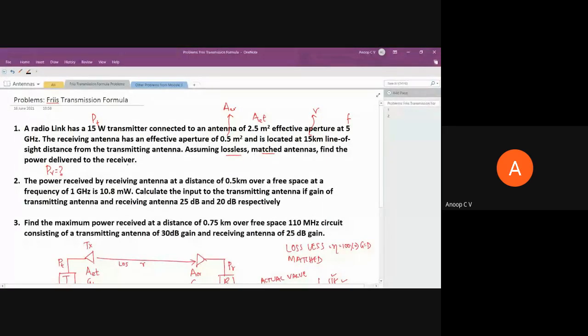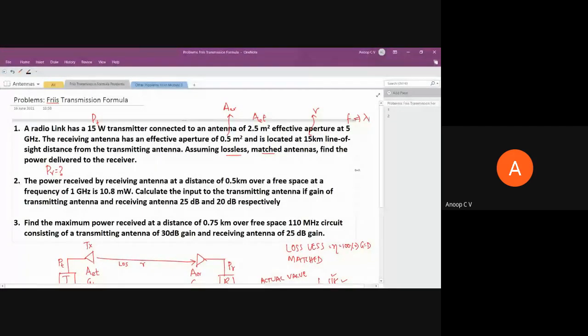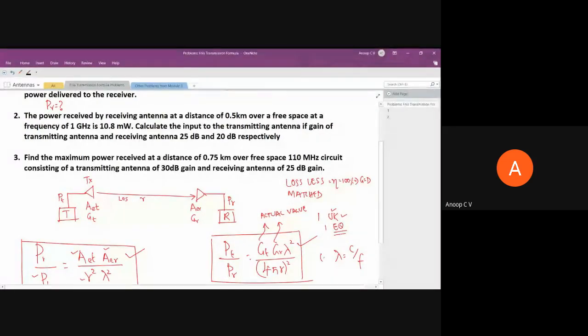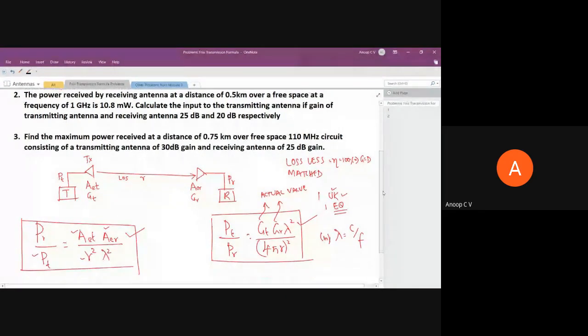For that we can use equation number 1. PT is given, AET is given, AER is given, R is given, and frequency is given. Lambda is not given, but lambda can be found as C by F. Lambda should be substituted in meters. So you simply use this particular equation. It's a straightforward substitution of the values in the equation.